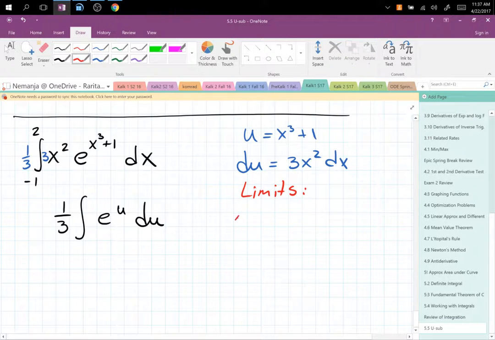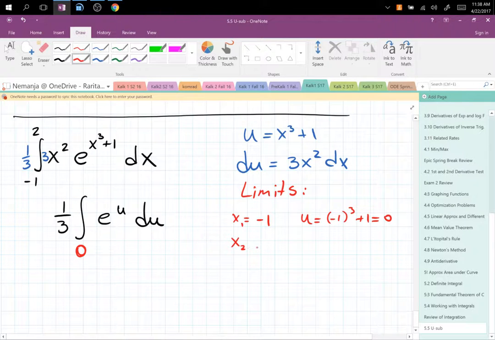The old limit x1 was -1. When you feed that into the u equation, you get -1 cubed plus 1, and you get 0. So the bottom limit changes from -1 to 0. And you're just using your u substitution to solve it. So we don't have to change the 5 to x.